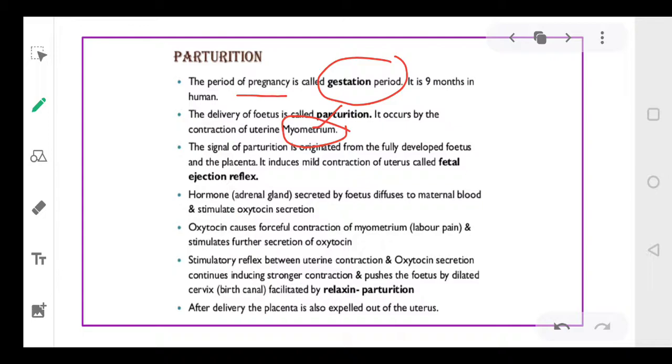Now the initial signals of parturition start from the fetus and the placenta. So the placenta and the fully developed fetus will start mild contractions, and these are called the fetal ejection reflex, right? Then the adrenal gland secretes a hormone that diffuses into the maternal blood and stimulates the oxytocin secretion. Okay?